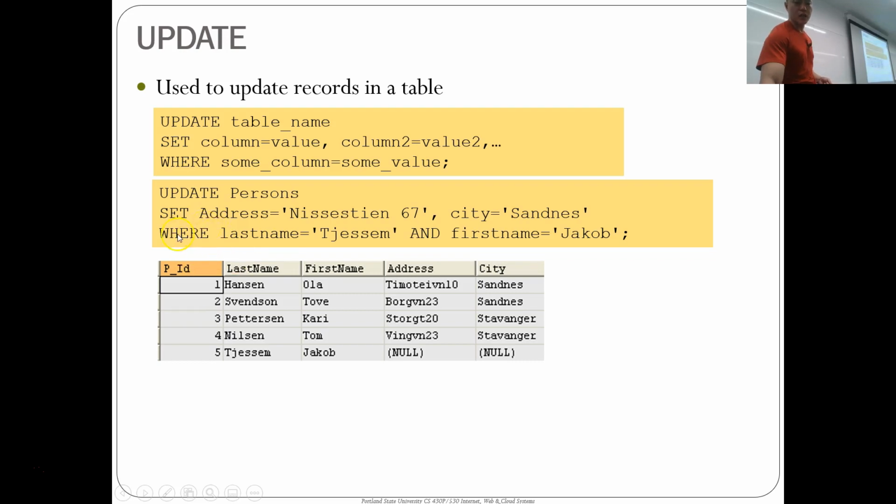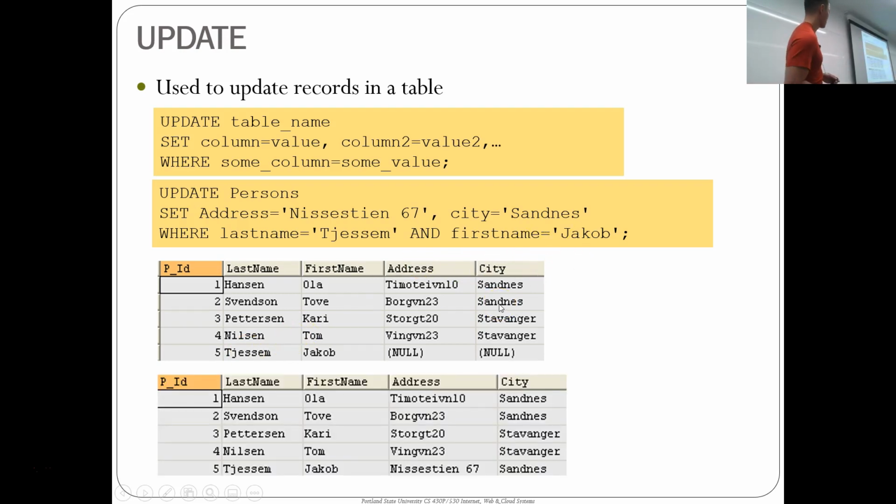So I patch up the ones where last name is this, which I can't pronounce, and first name Jakob, then this will give me that. Okay, so that's the update.